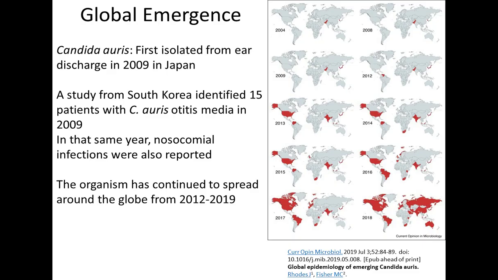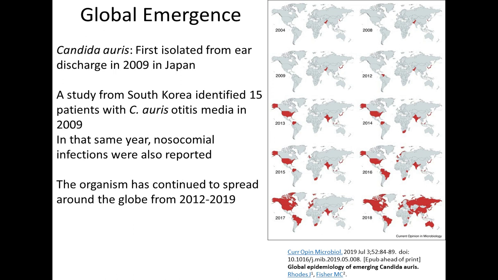So I want to take a step back then and talk about the global emergence of this infection. Candida auris was first isolated from ear discharge in 2009 in Japan, and at that time it was a very difficult organism to identify. Then a study from South Korea identified 15 patients with Candida auris otitis media in 2009. You can see either ear infections or ear discharge. This is where this Candida gets its name. It's why it's called Candida auris. Interesting, though, in that same year, there were nosocomial or hospital-associated infections reported in South Korea.